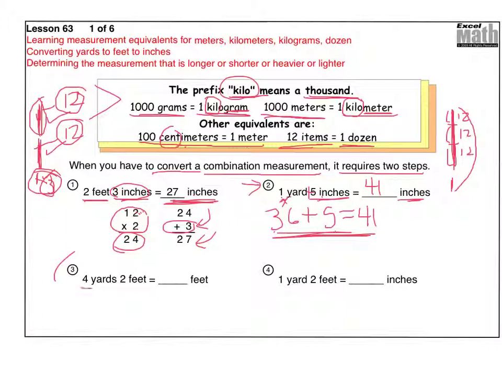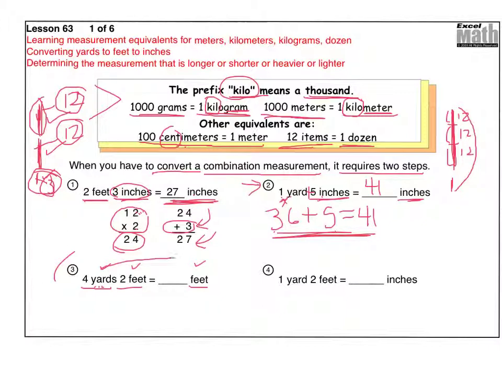So this says 4 yards, 2 feet equals blank feet. Now I bet some of you did the inches in this. We're not dealing with any inches. If you dealt with inches, I want you to pause the video and go back and fix your answer before I even go over it.